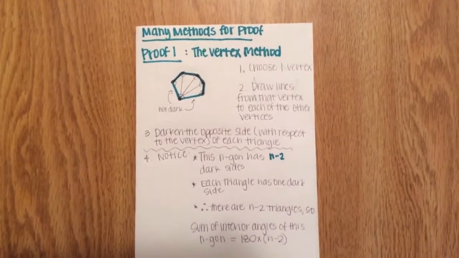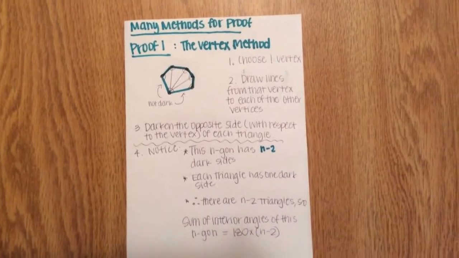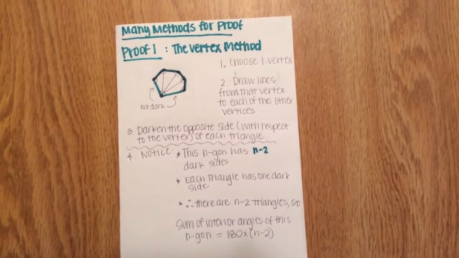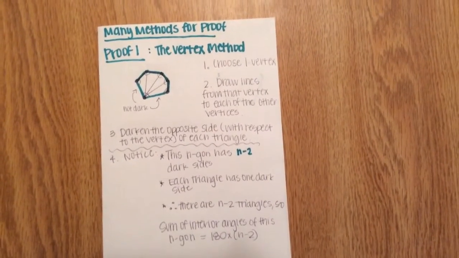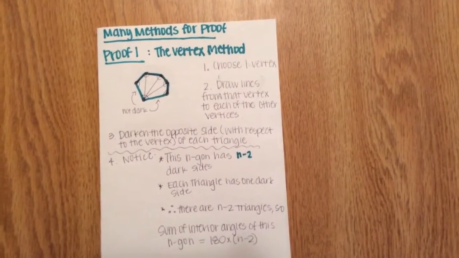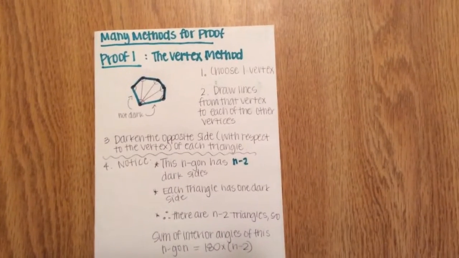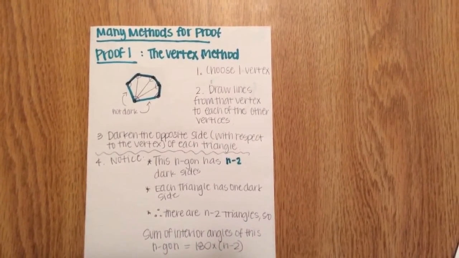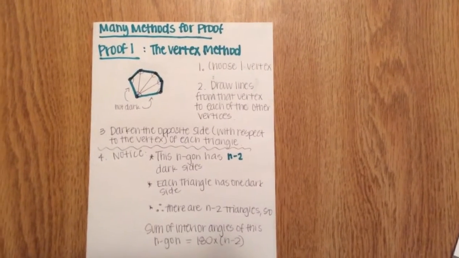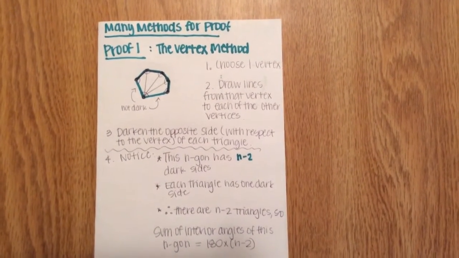So now let's get to the proof. There are a couple of methods to prove that the sum of the measures of the interior angles of a convex n-gon is n minus 2 times 180. The first proof we're going to look at is the vertex method. So you see we have an n-gon here that has 1, 2, 3, 4, 5, 6 sides. So that would be a hexagon.